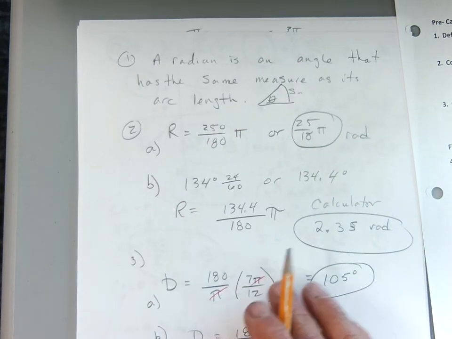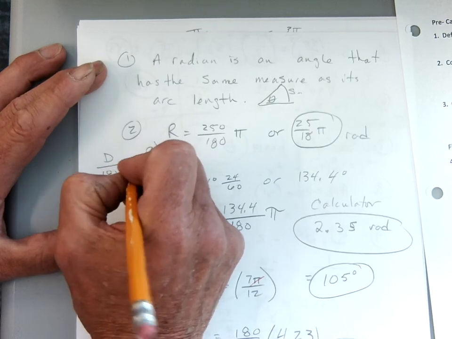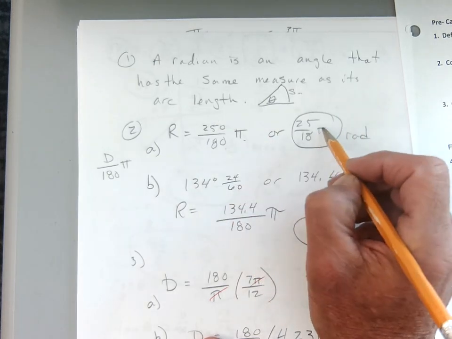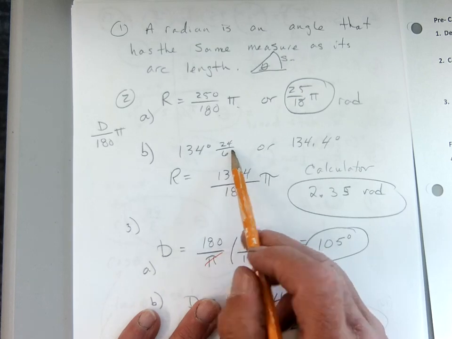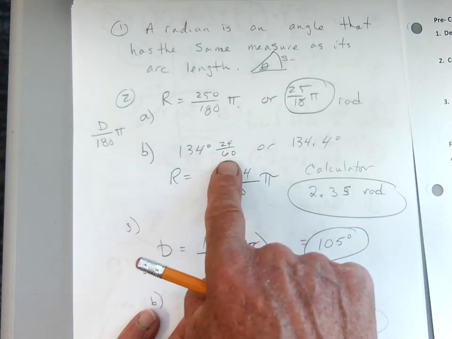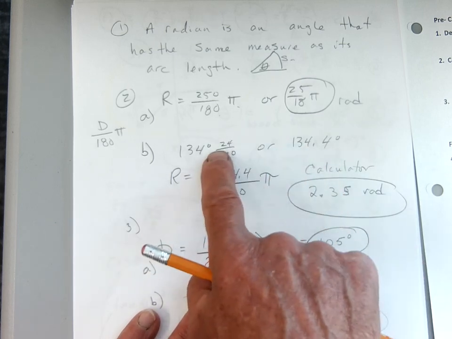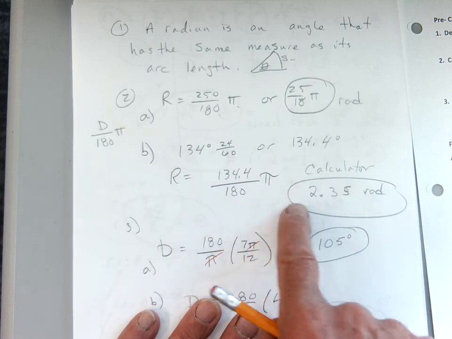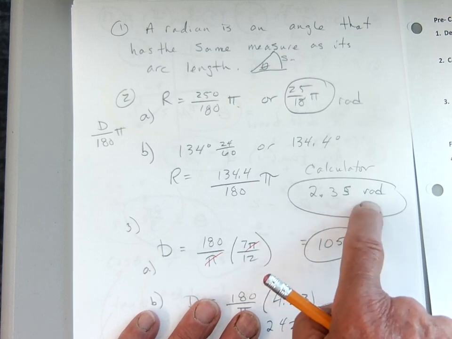Okay, number 2, if I want to do conversion, I'm just using my degree over 180 times pi. So 250 over 180 times pi. I reduced it to 25/18 pi radians. B, the problem is you get these minutes. So 24 minutes out of 60. I did that first, and I converted my fraction into a decimal. And that's how I convert the minutes. And then I just used my formula, my degree over 180 times pi. I used a calculator, and I rounded my answer to about 2.35 radians.